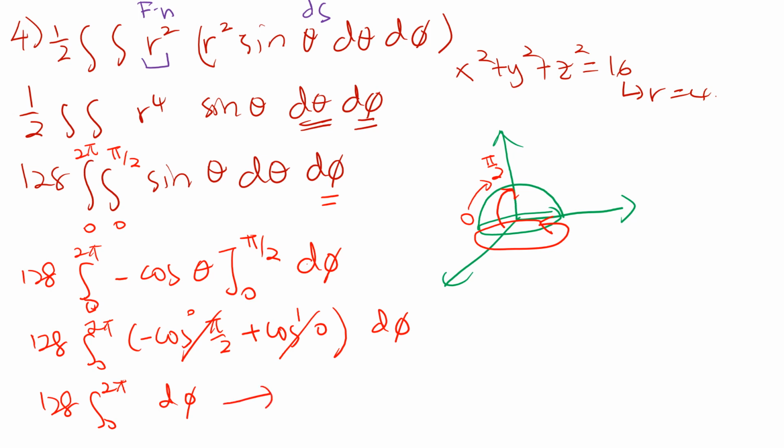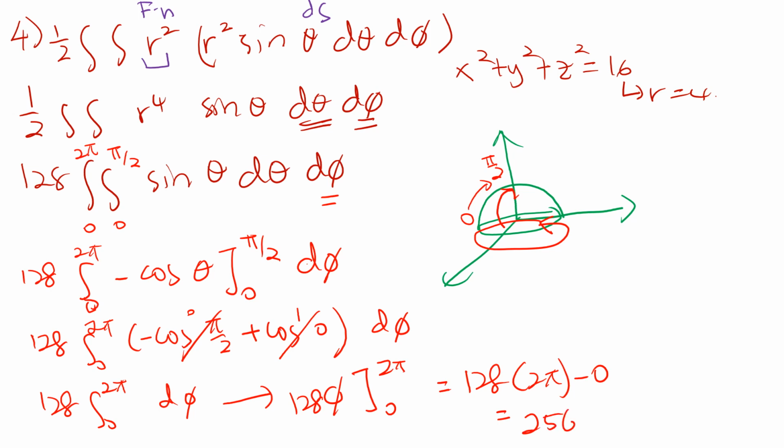Then integrate with respect to phi. The integral of 1 with respect to phi is phi, from 0 to 2 pi, times 128. So this is equal to 128 times 2 pi minus 0. So it is equal to 256 pi. This is the final answer. Okay, that's all for the sphere.